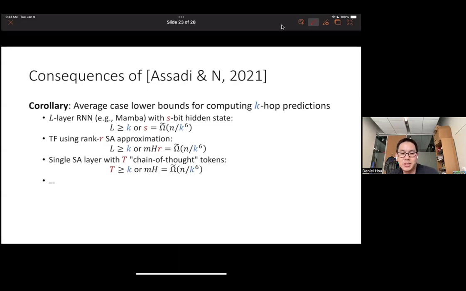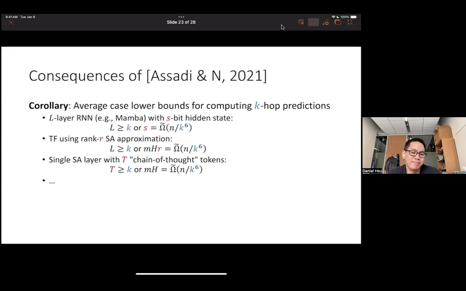So if you use such a transformer with a low rank self-attention approximation, again, you get a so-called lower bound of this form. Either the depth has to grow linearly in k, or the width times the rank has to be n over k to the sixth. So again, the rank should also grow with some kind of power of n. You can't hope for the rank just to be a constant and keep everything as small as what you had with the original transformer. Okay, so that's this low rank approximation to self-attention versions of transformers.